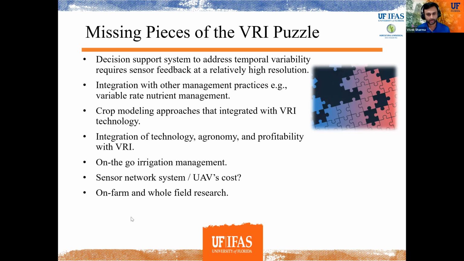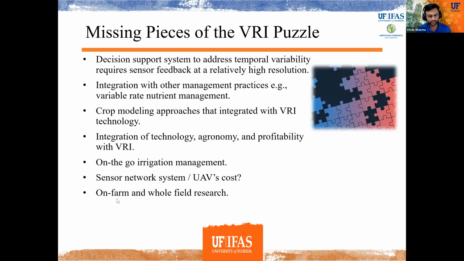Cost is the big hurdle in adopting variable rate irrigation systems. And there is an additional cost of sensing technology, either a soil moisture sensor or canopy temperature. Can we use some low-cost sensors that we can integrate with the pivot or irrigation system itself, or produce low-cost UAV images so that we can reduce the overall cost of the system?